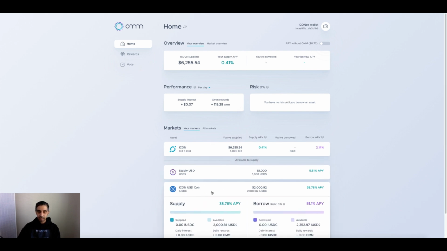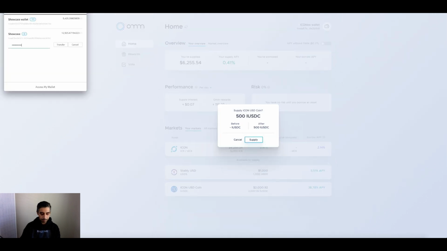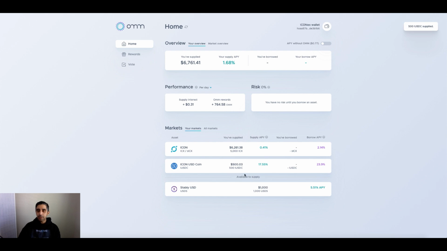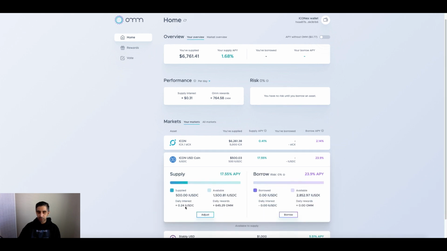ICX is added. I have a fair bit of stablecoin, testnet USDC. Oh, there's too many stablecoins. I'll just supply 500 here. Ooh, careful of that 1,000. And you can see right away again, confirm. Great. Okay, so this is a great example. I've supplied $500 and I'm earning 17% on that $500. I didn't focus on this, but you can see daily interest. I'm earning 24 cents on that. Anyway, I'd never get that anywhere else.